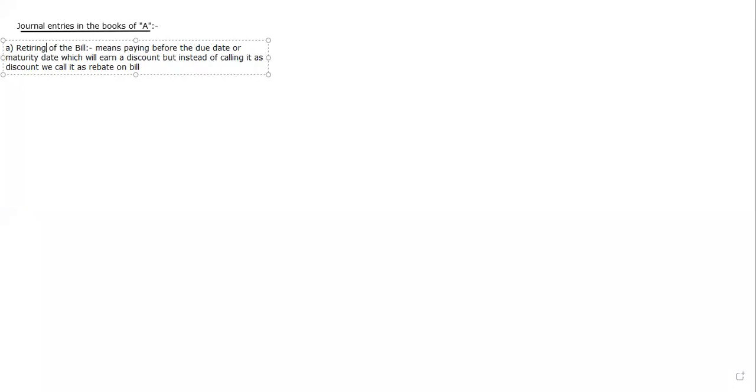Because when we say discount, the first thing that comes to mind is going to the banker to discount our bill. So that is where I should make a difference. That is the reason: when retiring a bill earns a discount, we call it a rebate.